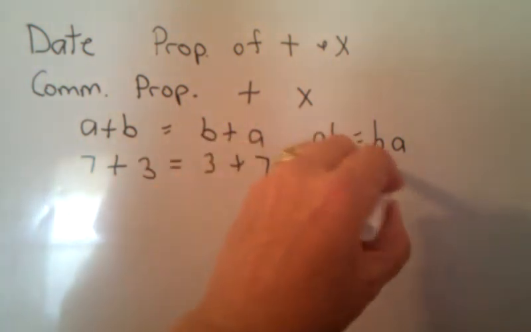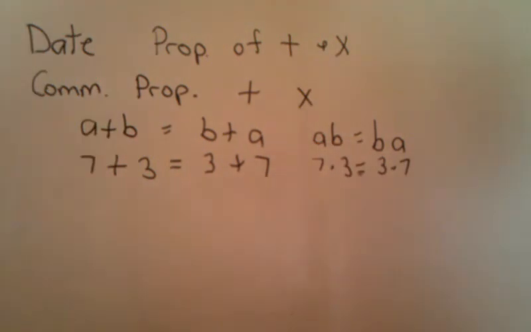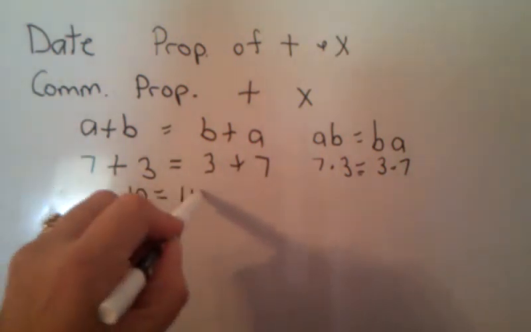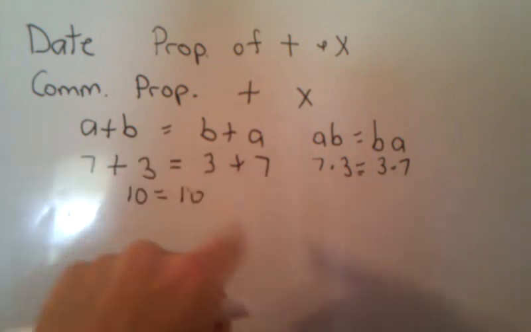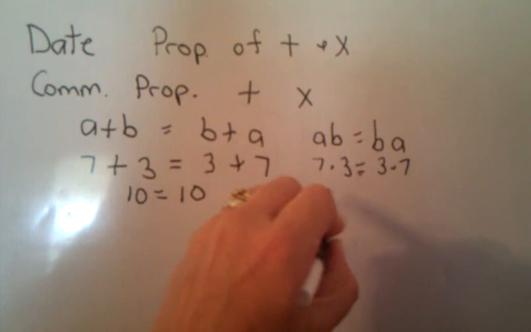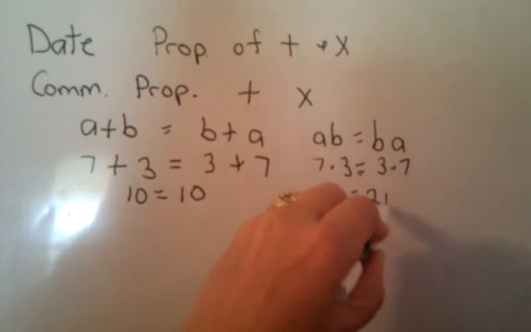This says 3 times 7. 7 times 3 equals 3 times 7. Well, what is 7 times 3? 7 times 3 is 21. 3 times 7 is 21. Okay? So when we're adding, oh, that's a horrible O. Whether we're adding or multiplying, it works.